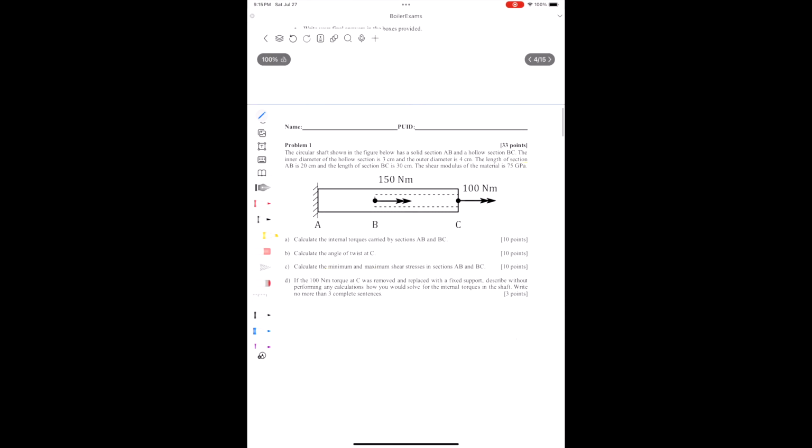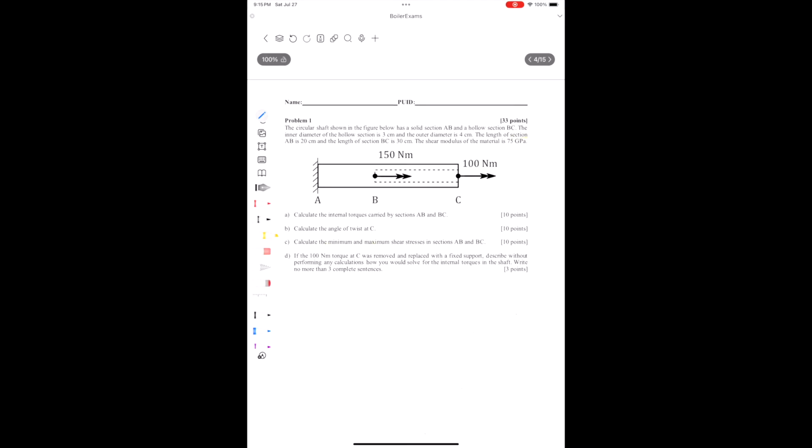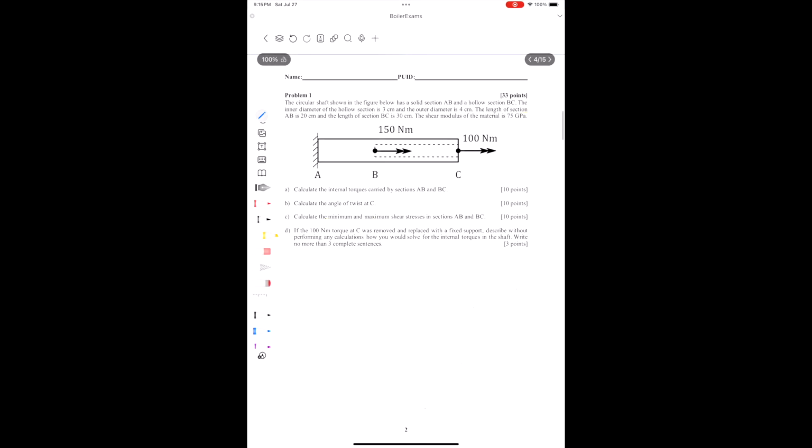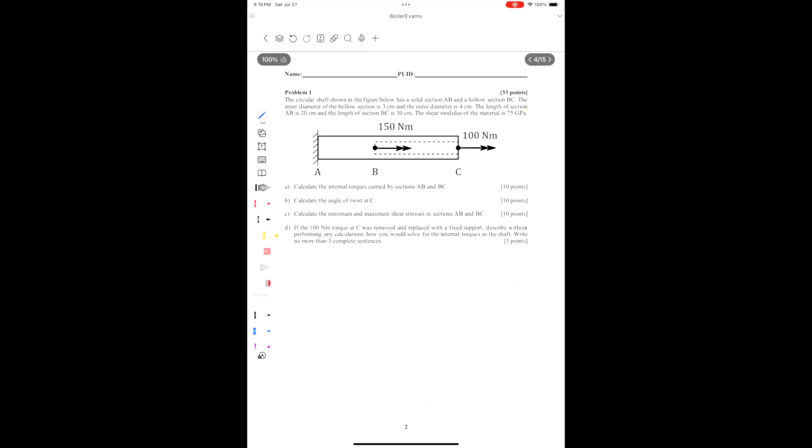The circular shaft shown in the figure below has a solid section AB and a hollow section BC. The inner diameter of the hollow section is 3 centimeters and the outer diameter is 4 centimeters. And that's like the entire rod. The length of section AB is 20 centimeters, and the length of section BC is 30 centimeters. And the shear modulus of the material is 75 gigapascals.